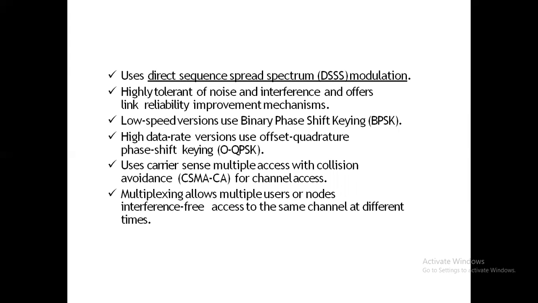Low speed versions use binary phase shift keying. High data rate versions use offset quadrature phase shift keying. So these two are the keys used: when you want the low speed versions, you use binary phase shift keying, and when you want high data rate versions, you use offset quadrature phase shift keying.